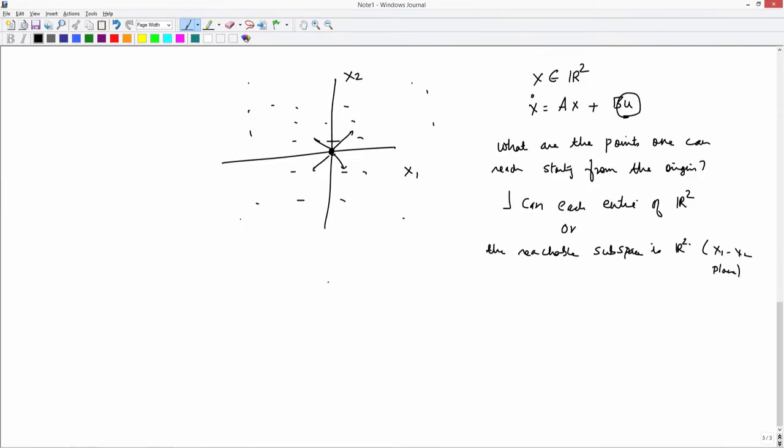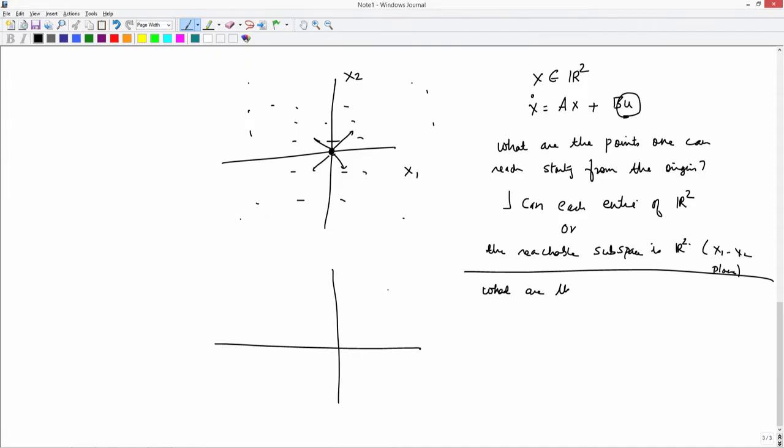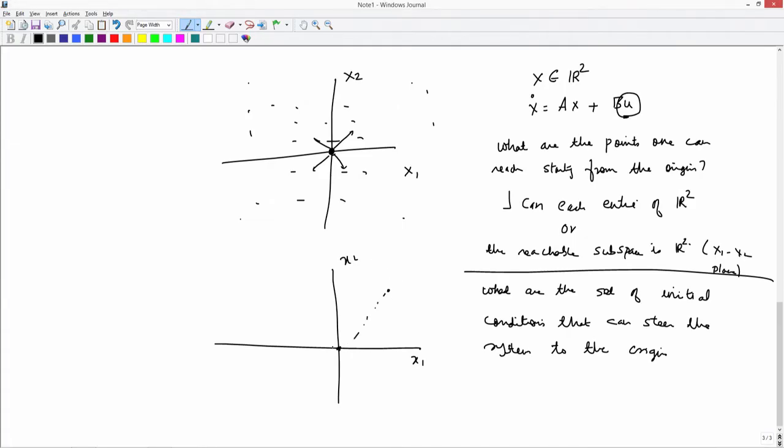Okay. Similarly, I can also say, starting from any other points, what is the set of initial conditions that can steer the system to the origin. So, if I start from here, on this x1 x2 plane, by the application of some control can I go back to the origin? Starting from here, can I go back? And then if I find the set of all such points, that will give me the controllable subspace.